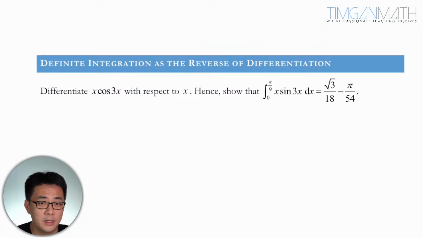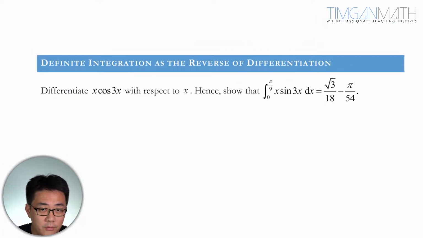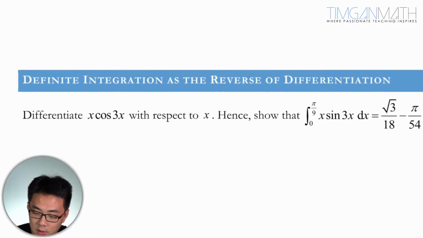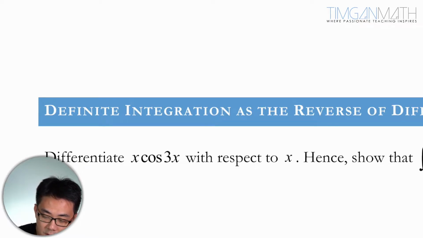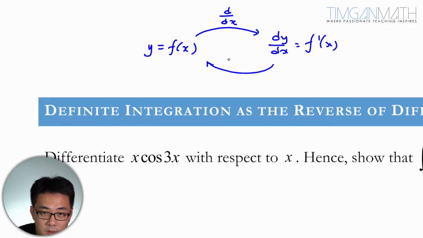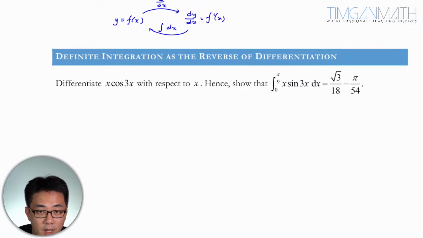Hi students, let's look at this question here, which is integration as the reverse of differentiation. This is a very common question. Now we know that if you're given a function y equals f(x) and you differentiate this, dy/dx will be f prime x. Going backwards will just mean that if you integrate this, you get back f(x). So this is the main idea for this part here.